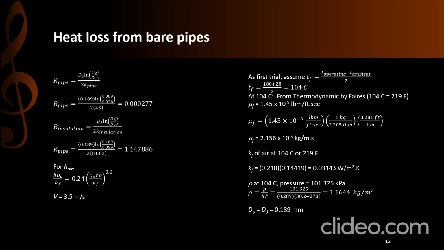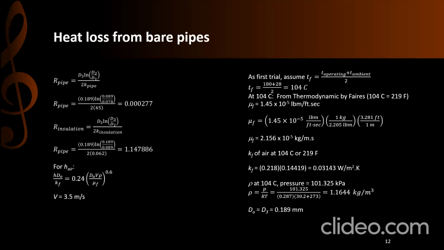Diba yun yung as first trial, assume TF, T operating plus T ambient divided by 2 is equal to TF is equal to 180 plus 28 over 2 is 104C. At 104C from thermodynamics by Peirce, 104C is 219 Fahrenheit. So mu sub F is equal to 1.45 times 10 negative 5 pound mass per foot per second.